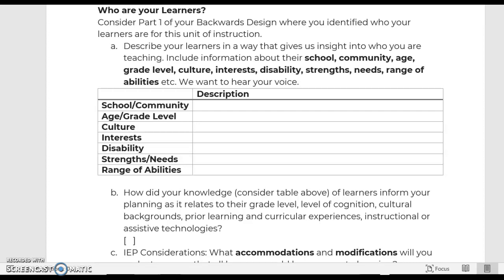We have a table below that has all of those pieces in there, and then there is room for you to put a description. The table will expand as you type, so feel free to include as much information as you want to or you possibly can.